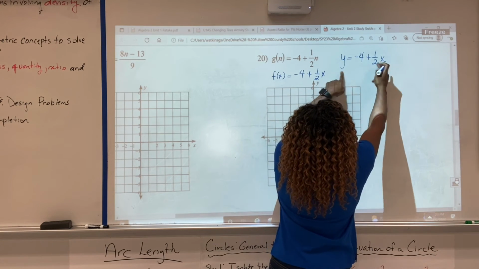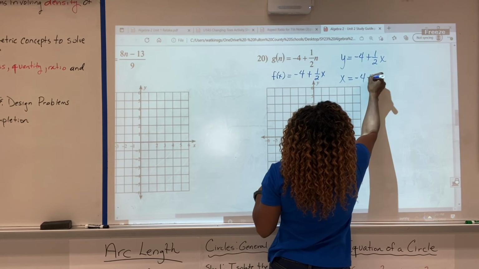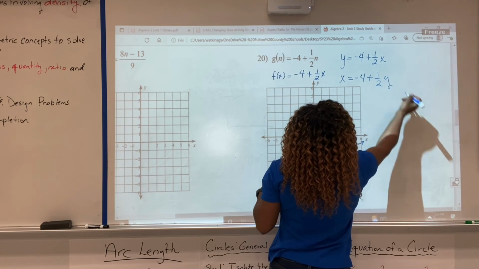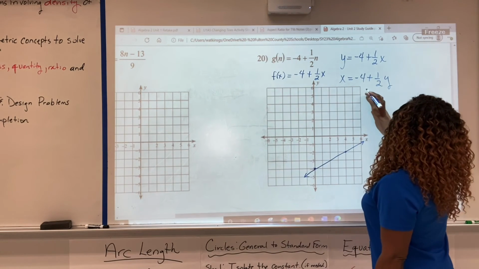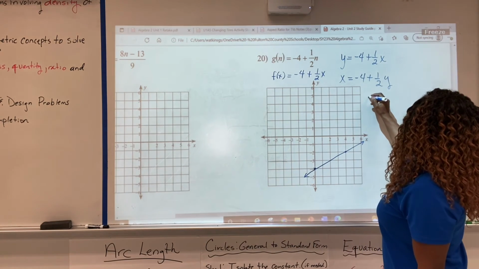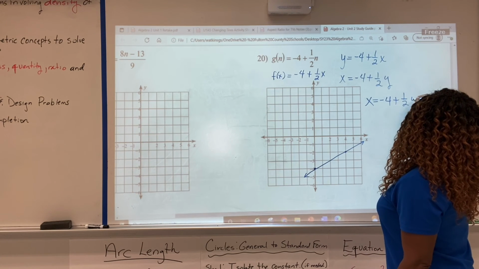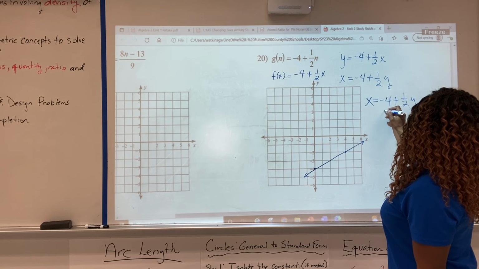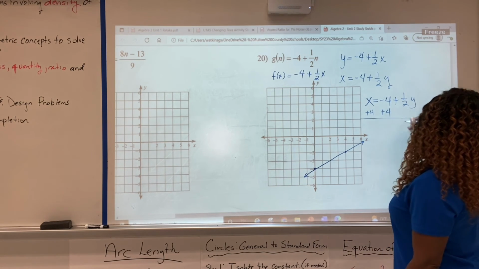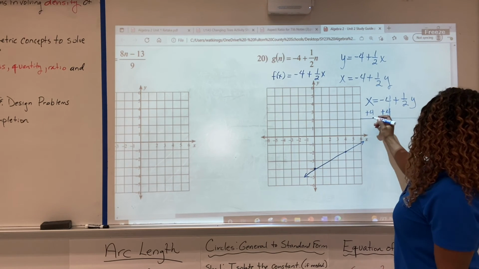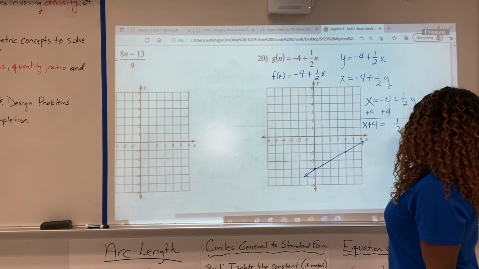We're gonna switch the x and the y. So this will become x. This will become y, and then we will solve for y. So let's go ahead and do that. Let's go ahead and I'm gonna move this over here so I'll have room to work. Let's eliminate the -4 by doing a +4. Remember, you do the inverse of whatever you're trying to remove. So plus 4 here equals 1/2 y.